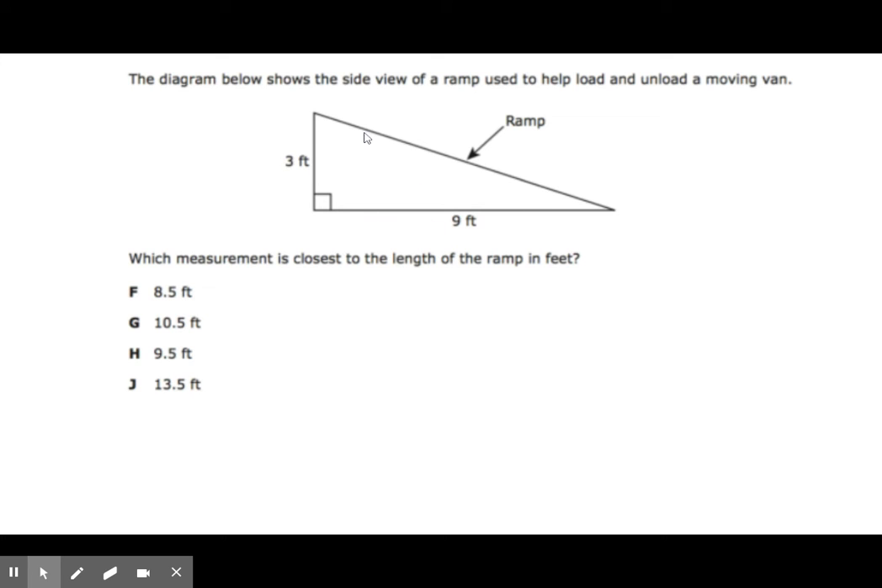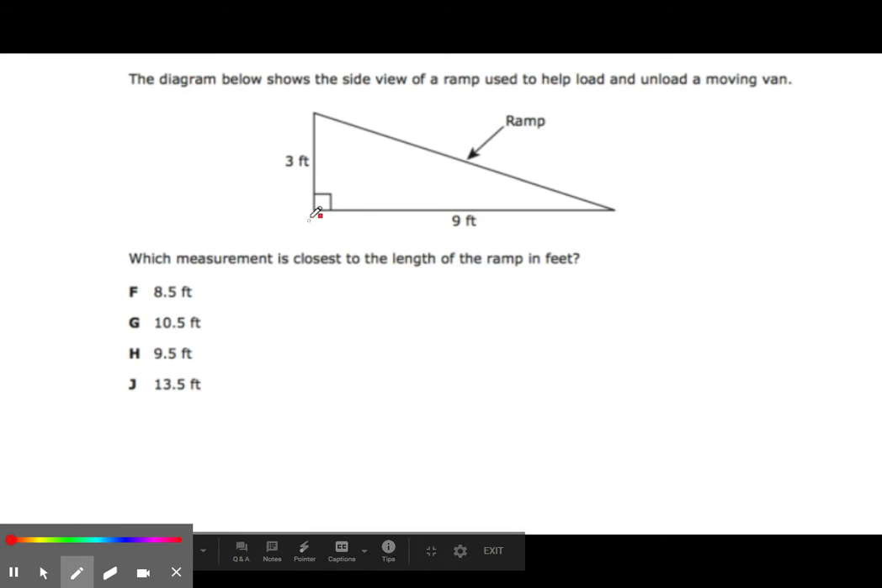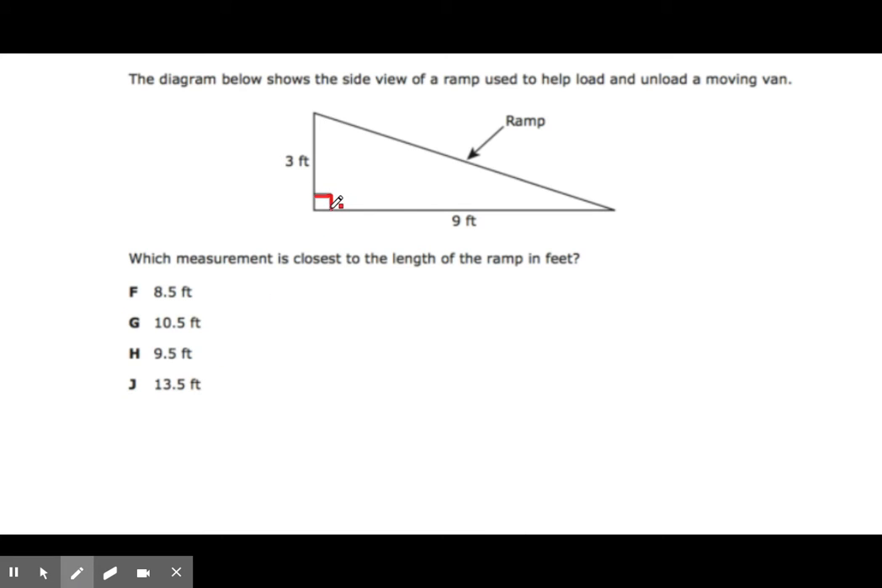And if I look at this diagram, oh my goodness, look what it forms. It forms a right triangle. How do we know it's a right triangle? Because we've got this little square in the corner here, right? That's a right angle. That's a 90-degree angle. All right. So we've got a right triangle. It says which measurement is closest to the length of the ramp in feet. So we want to find this distance right here, right?